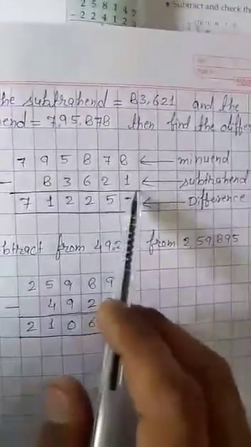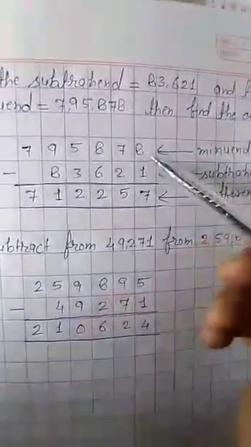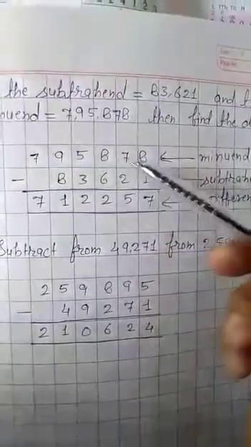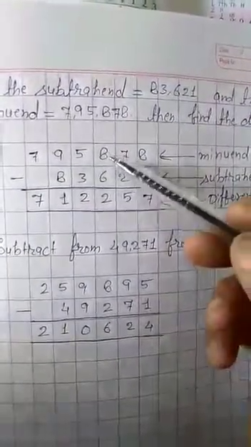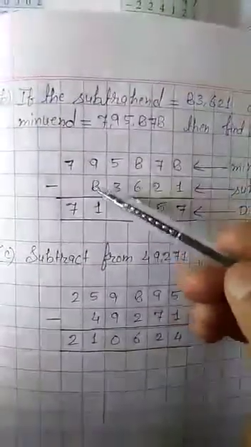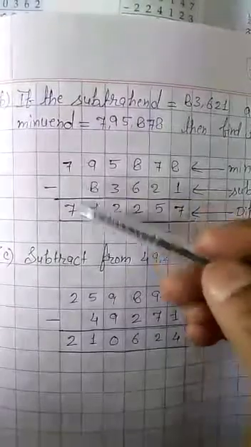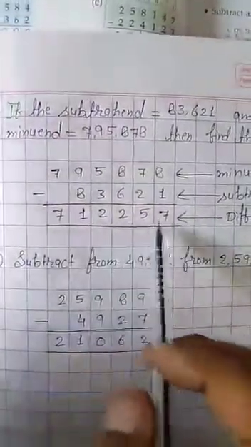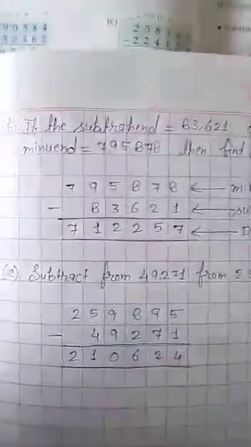Now we will find the difference. We will subtract the subtrahend from the minuend. 8 minus 1 is equal to 7, 7 minus 2 is equal to 5, 8 minus 6 is equal to 2, 5 minus 3 is equal to 2, and 9 minus 8 is equal to 1, and 7. So the difference will be 7,12,257. I hope you will understand well.